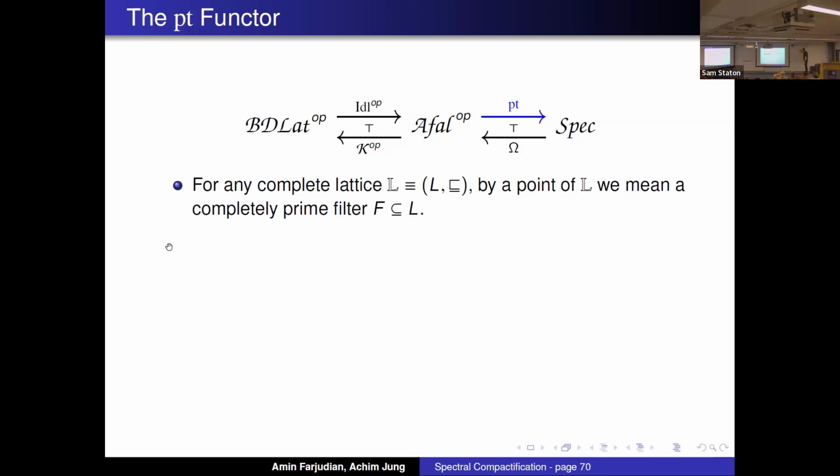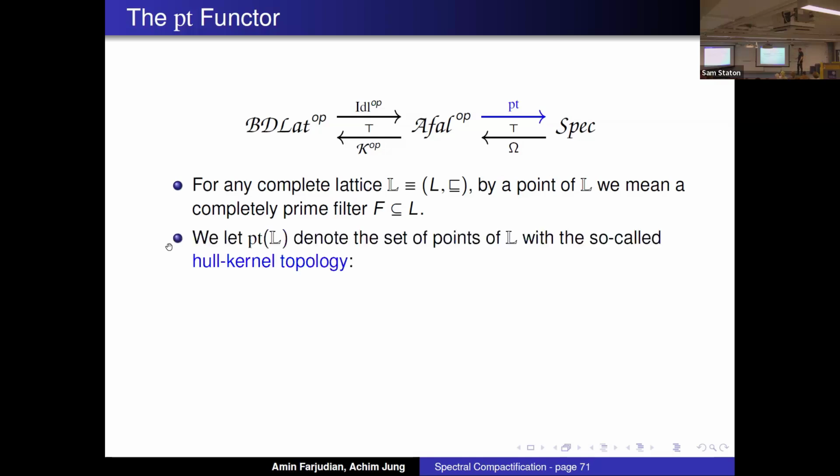I hope I can remember it. It looks something like that. Sorry about messing it up. It's a completely prime filter: you cannot get to this filter by forming a supremum of arbitrary sets.